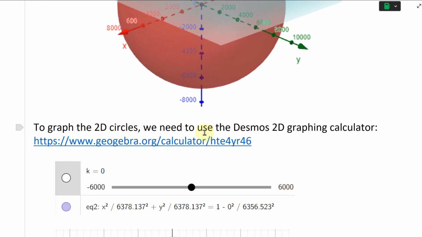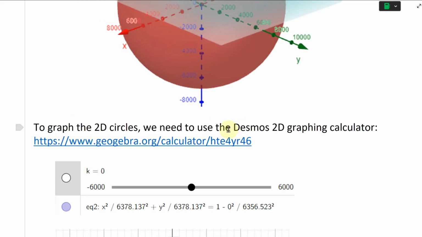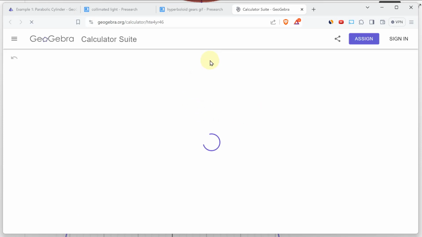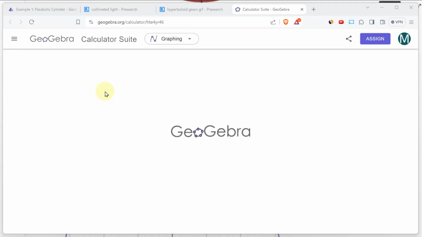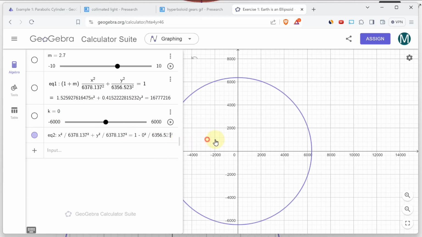So to graph the 2D circles, we need to use the Desmos 2D graphing calculator, or you could use GeoGebra as well. And actually, no, we need to use GeoGebra. GeoGebra has this setup here. So if you go here, the exact same equation, and now we'll have k equals 0, and now this is going to be our k there. I think it's set to it. Yeah, k equals 0, and that's going to be at the equator.